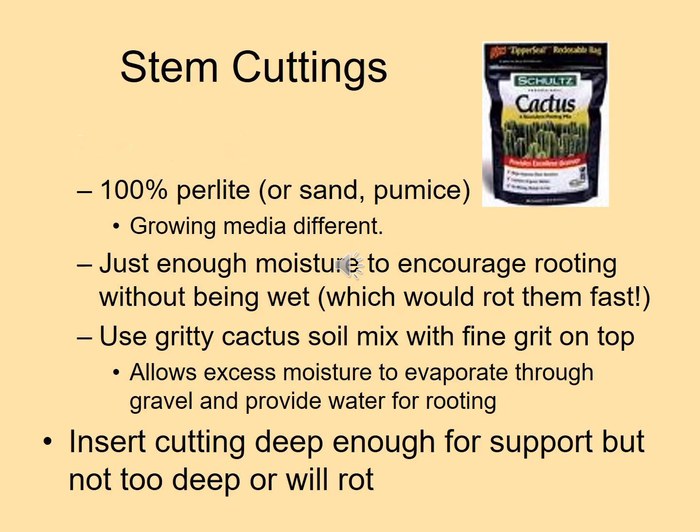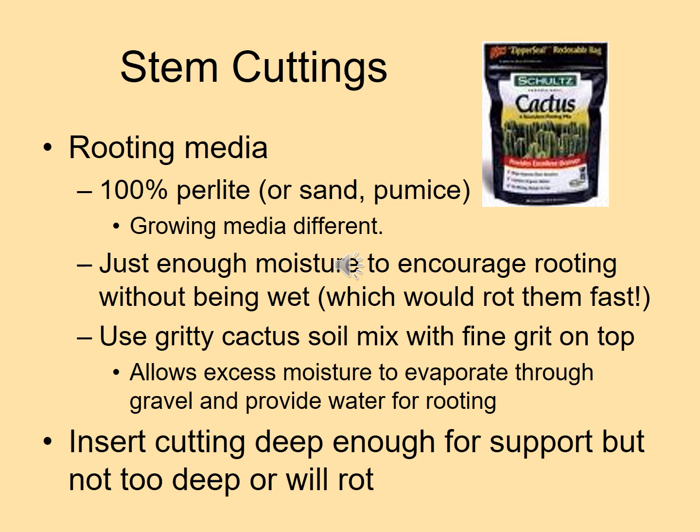A little more information on the media you could use. You could also use 100% perlite or 100% sand or 100% pumice, very well drained, just to get the roots started. And then once you get some roots, you can add some organic matter, which adds a little bit of nutrients and a little bit of water holding capacity. Gritty cactus soil mix can be purchased. That's really expensive to buy in a bag called cactus mix, when you can really make it yourself very easily. Don't use beach sand though. It has a lot of salts in it. It takes a lot to clean that up. So buy bagged sand, or if you have a source of river sand.